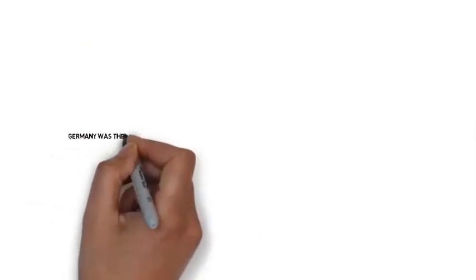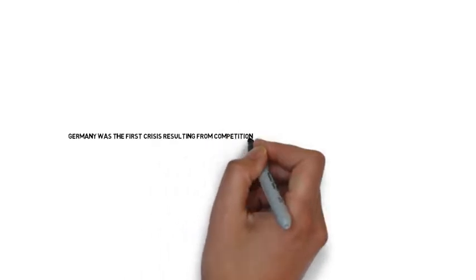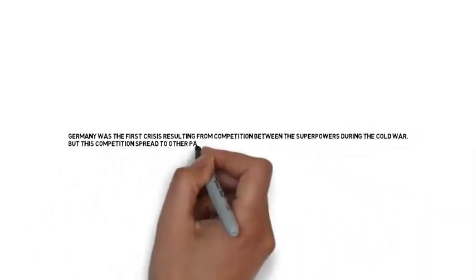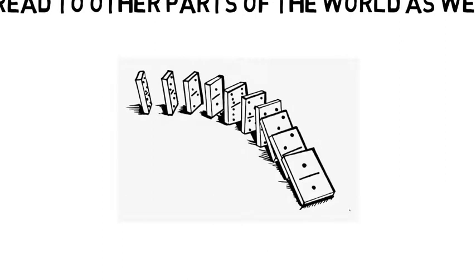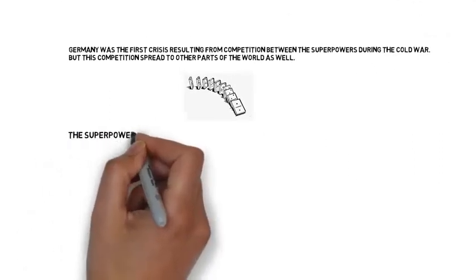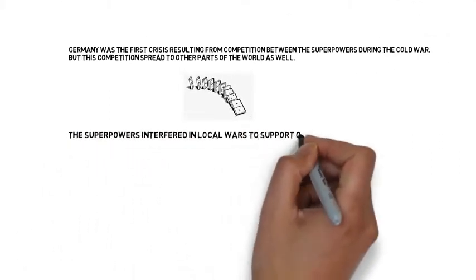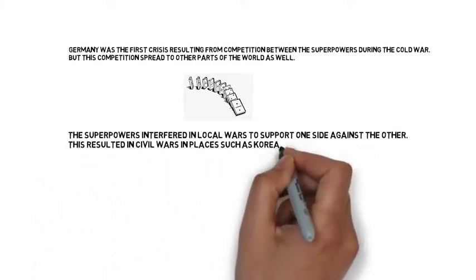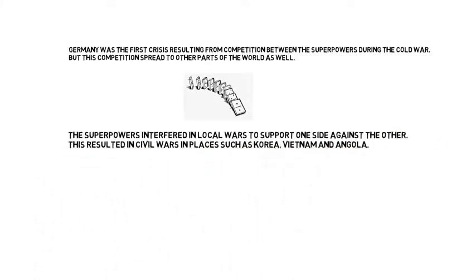Germany was the first crisis resulting from competition between superpowers during the Cold War. This competition soon spread to other parts of the world as well, almost in a domino effect. The superpowers interfered in local wars to support one side against the other. This resulted in civil wars in places such as Korea, Vietnam, and Angola.